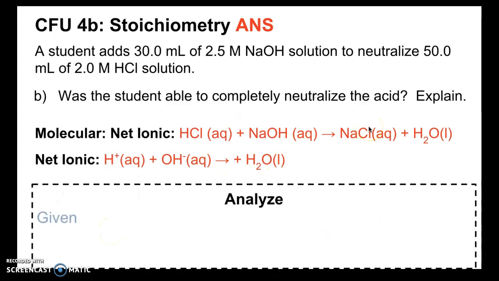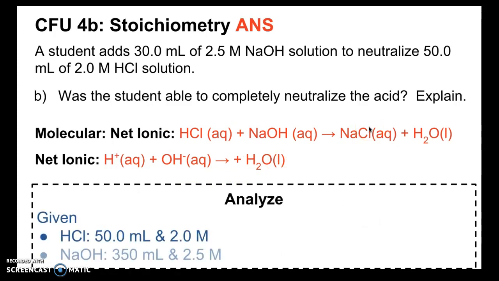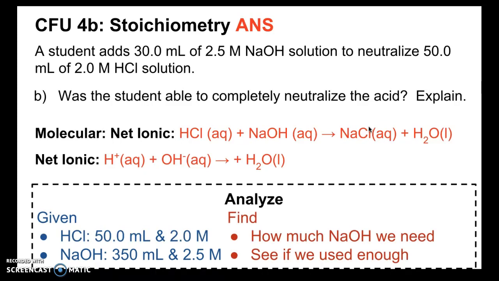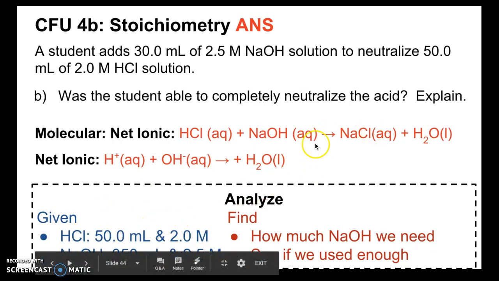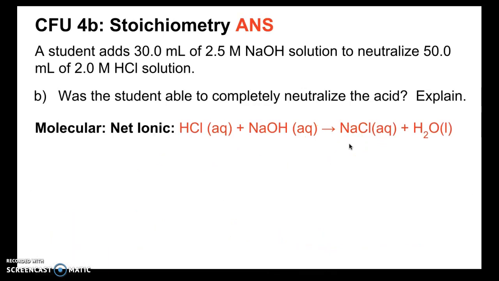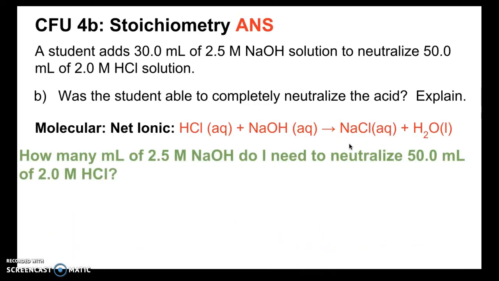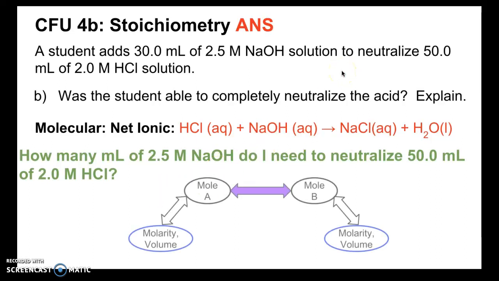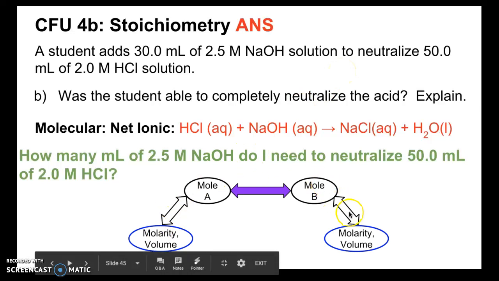All right, so what information am I given? I'm given the volume of HCl and its concentration. I'm given the volume of NaOH and its concentration. And I need to know, how much NaOH do I need for this HCl? And then I can check to see if I have enough. The easiest thing to think about is that we're not going to change the concentration, but just the amount we pour in, its volume. So how many milliliters of NaOH do I need to neutralize 50 milliliters of a 2.0 molar HCl solution? That means I'm going from molarity and volume to molarity and volume, so of course, I'm going to use that M1V1 shortcut.